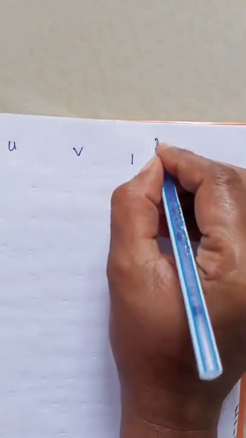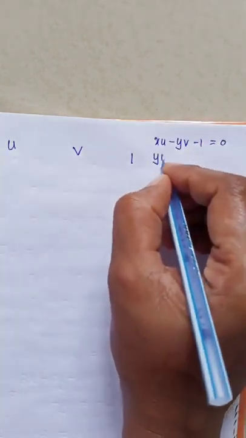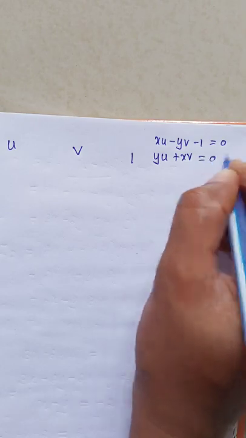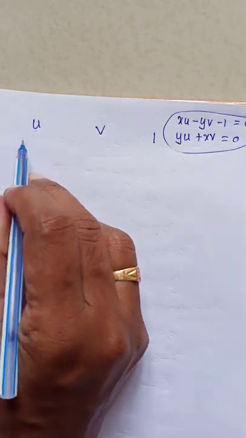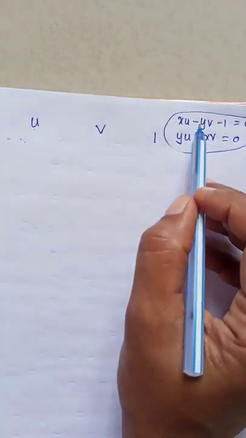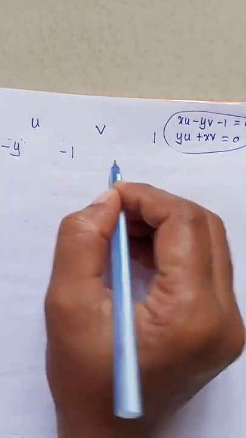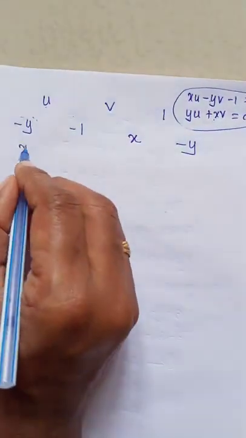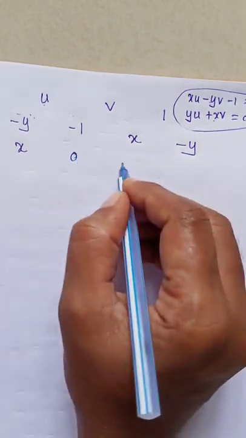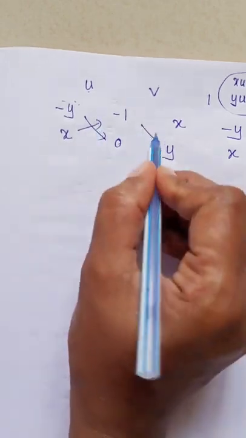Let me write the equations. xu minus yv minus 1 equal to 0. The next equation is yu plus xv is equal to 0. These are the two equations. When we write here, how do we have to write? We will be writing from the second term. Say minus y, minus 1, then x again, minus y. Then for the second equation, start from the second term: x, 0, the constant term is not there, again y, x. Then we will put the arrow mark.